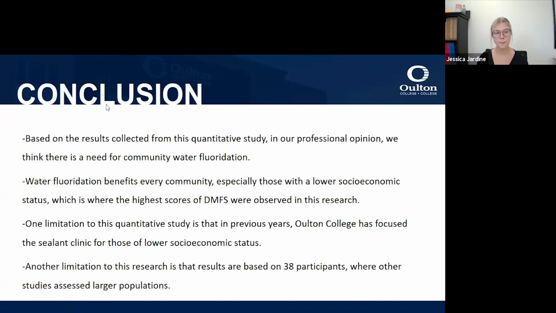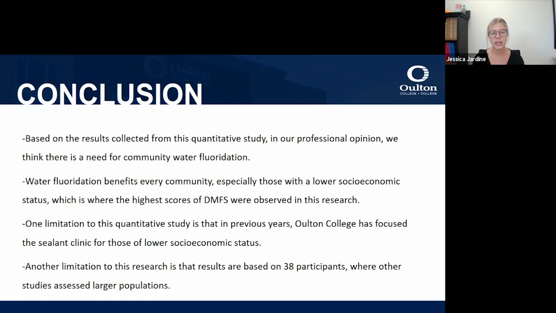So in conclusion, based on the research that was collected from a quantitative study, in our professional opinion, we believe that there is still a significance between community water fluoridation and caries, meaning that there is a need for community water fluoridation. Water fluoridation benefits every community, especially those in a lower socioeconomic status, which is where the highest results of the current research stood.